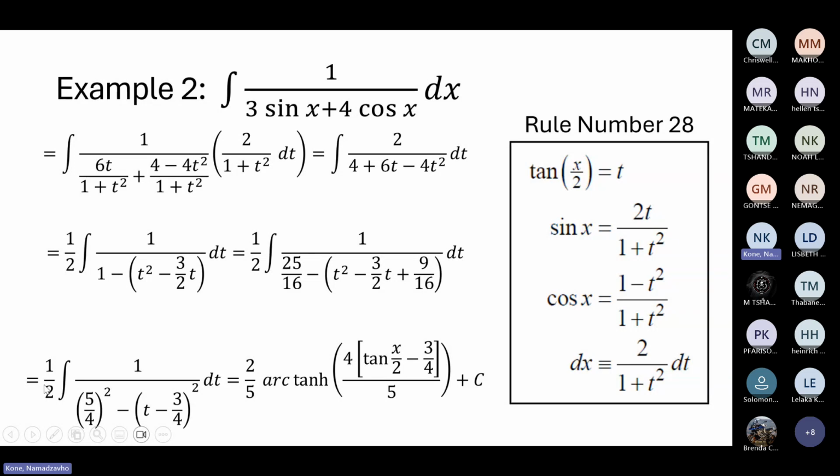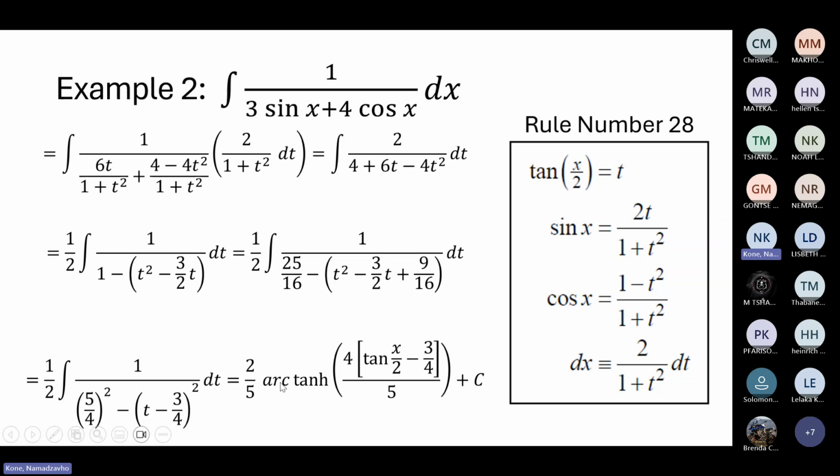Remember, we've got a half that is here. And the rule says 1 over a outside. And 1 over a is 5 over 4. And 1 over 5 over 4 is the same as 4 over 5. So if you multiply half by 4 over 5, 2 goes into 4, and you will get 2 over 5. That is where this 2 over 5 is coming from.